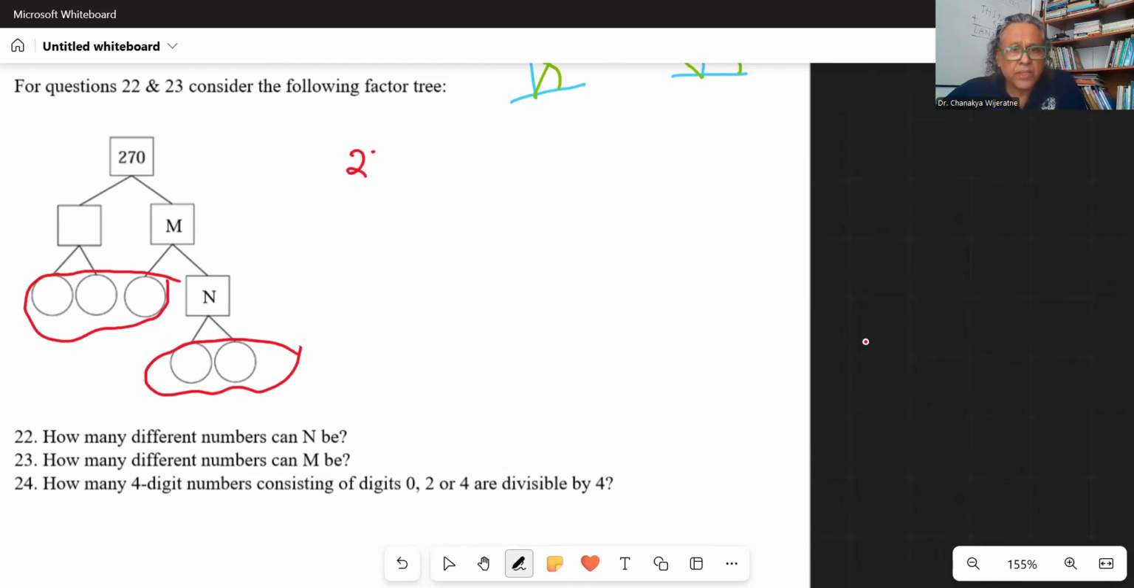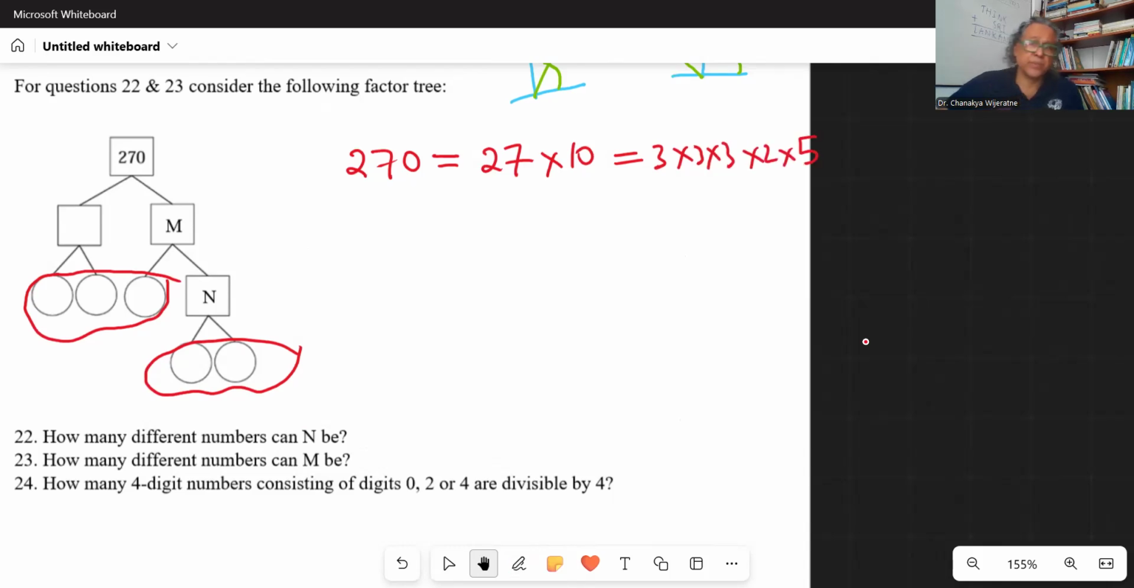So 270, right? This is 27 times 10, and 27 is 3 times 3 times 3, and 10 is 2 times 5, and those are the primes. In these circles, we get three 3s, one 2, and one 5. Then how many different numbers can n be? n is a product of 2 primes, so we need to take these primes 2 at a time.